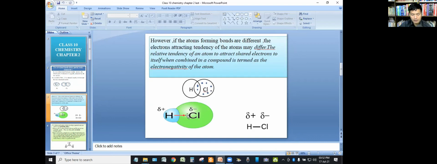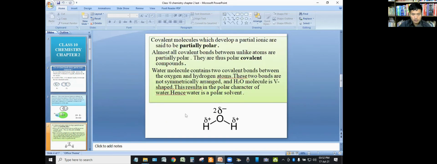For example, here we have hydrogen chloride. Hydrogen chloride is also a covalent molecule. So this type of covalent molecules which develop a partial ionic character are partially ionic, partially polar.